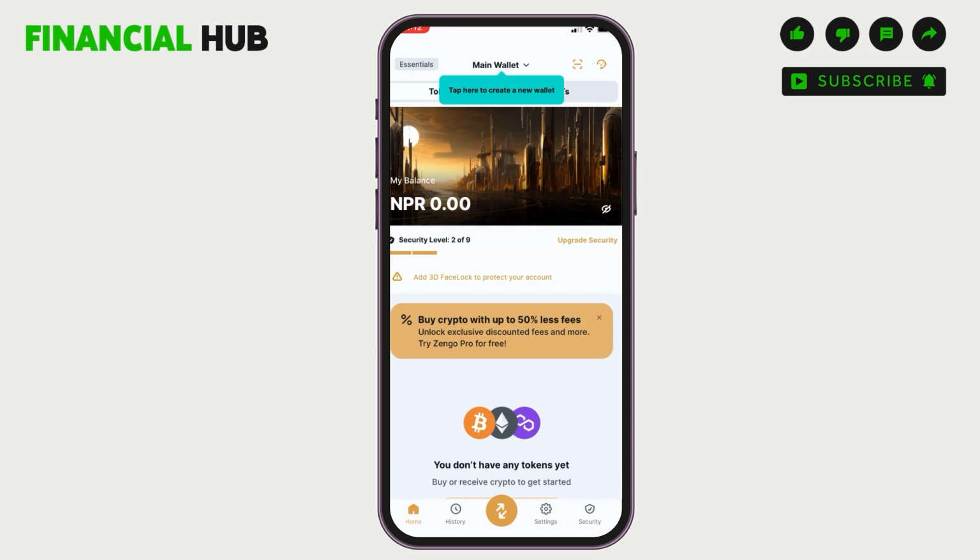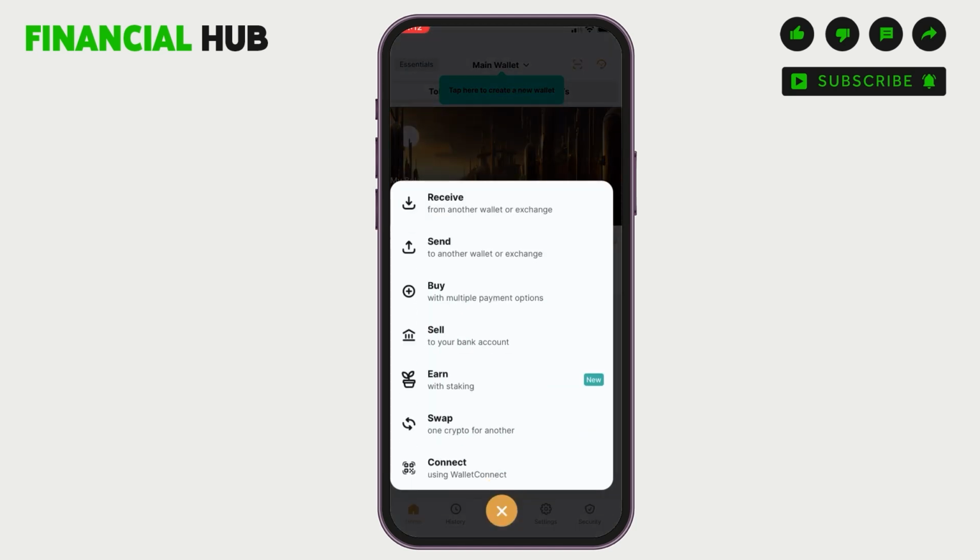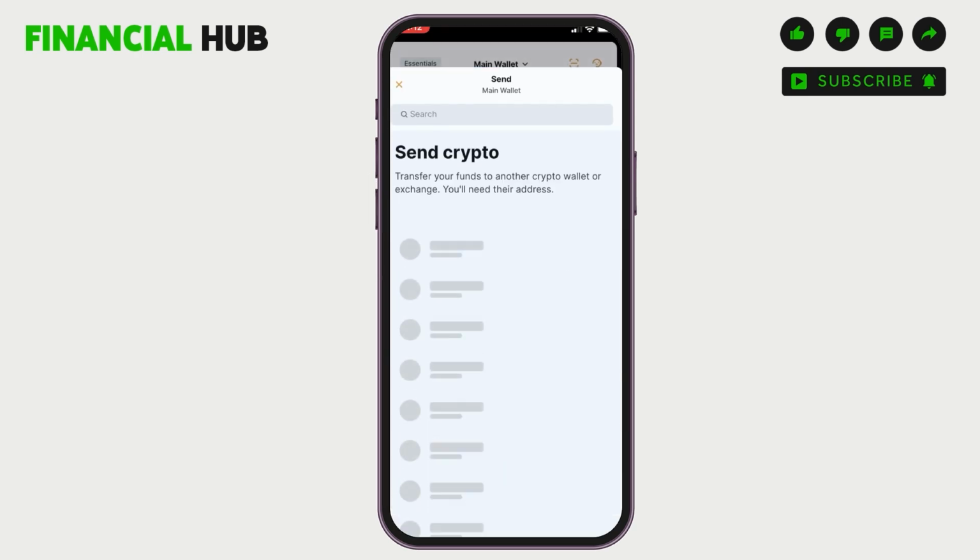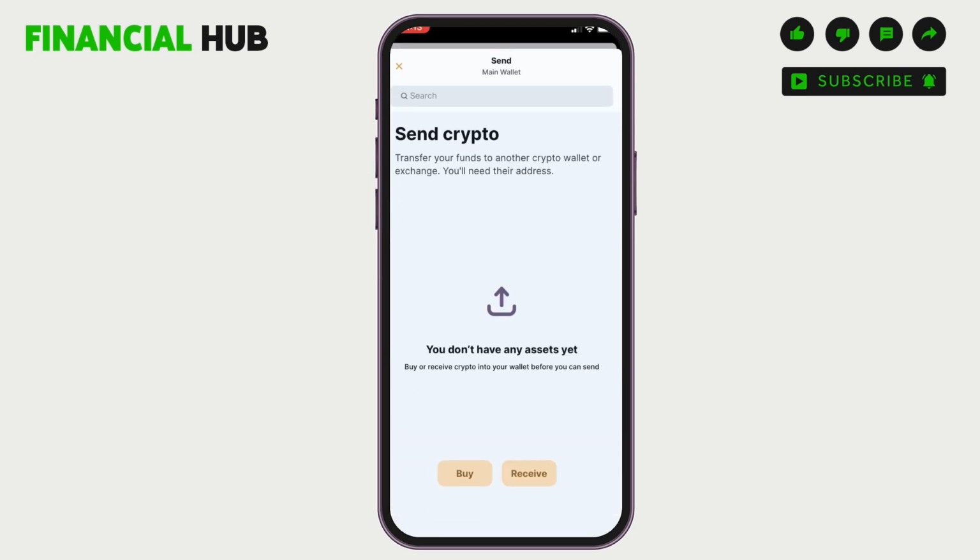At the bottom, you can see two arrows facing upward and downward icon. Tap over there. Now at the second, you can see the option send. Tap over there. You can only send Bitcoin if you have enough funds. Here you can see that I don't have any assets or funds, but I will guide you through the process.